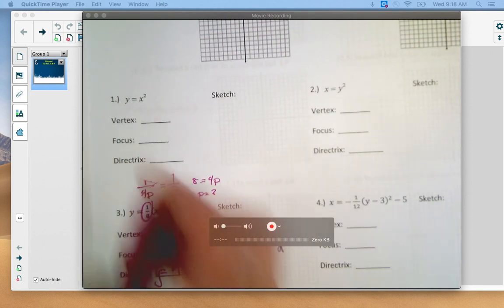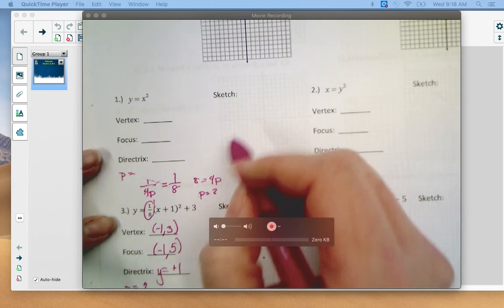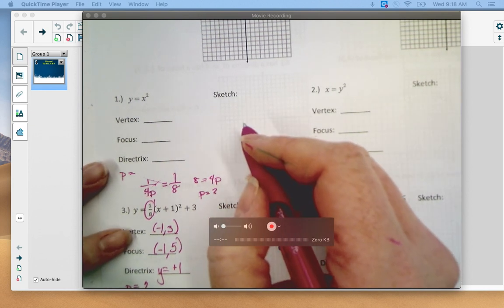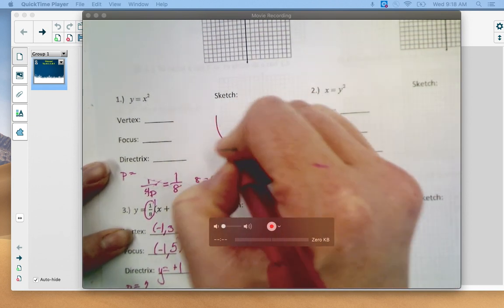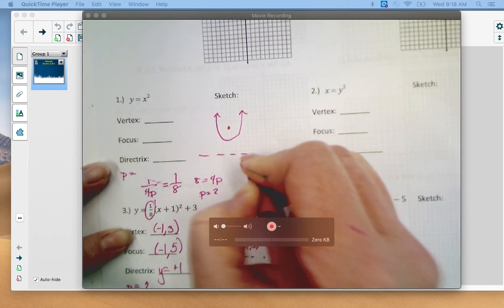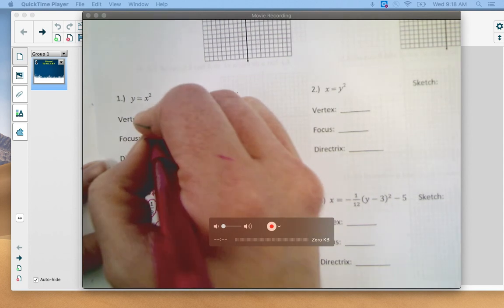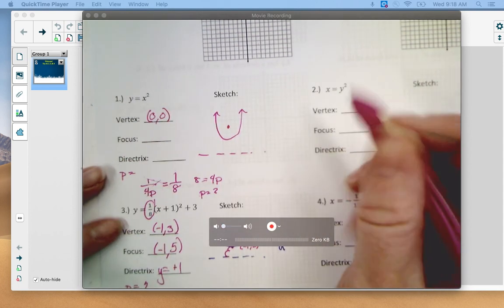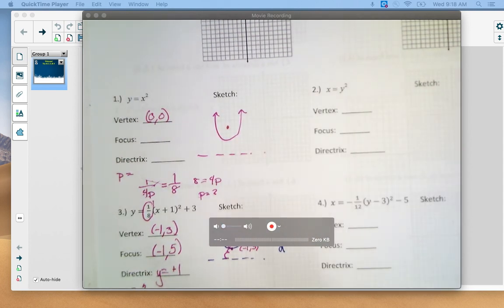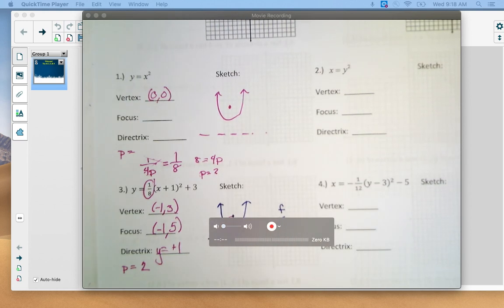A lot's happening here. Remember, I still need my p-value. Is it going to be concave up or concave down? Up. So I'm still going to have the focal point. I'm still going to have the directrix. Right away, what's your vertex? 0, 0. Now here's the tricky part with this one. In order to find my focus and my directrix, I need that focal length first. Do we agree with that part? What is my focal length here?